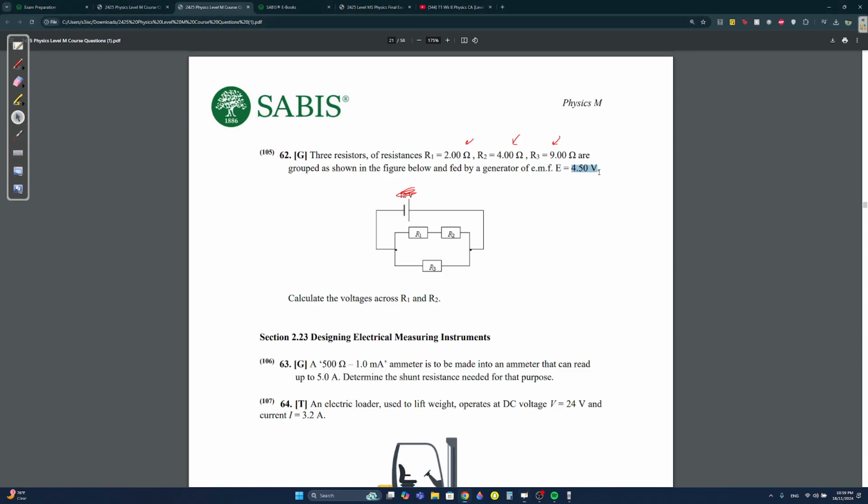Okay, so they give us the EMF is 4.5. So here, instead of 12, it should be 4.5. Calculate the voltages across R1 and R2. First we know this is 2, this is 4, and this is 9. V is equal to Ri. So first we should know what's the current passing through here.